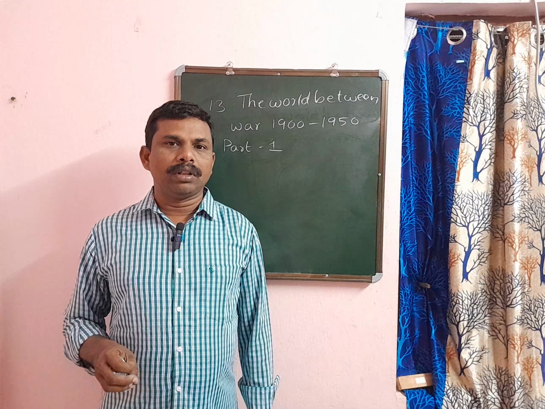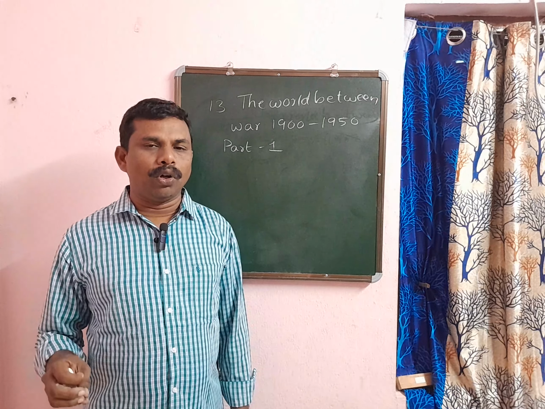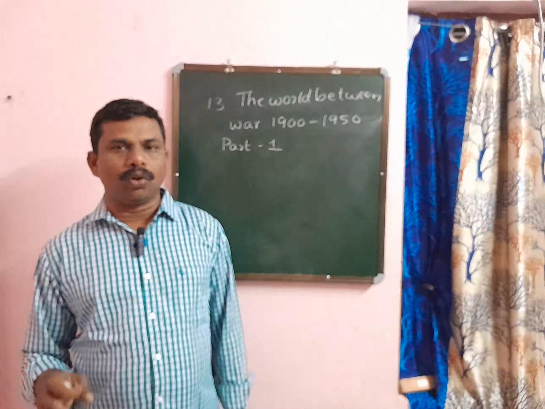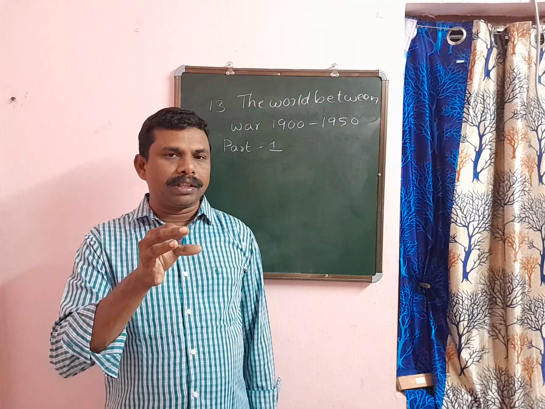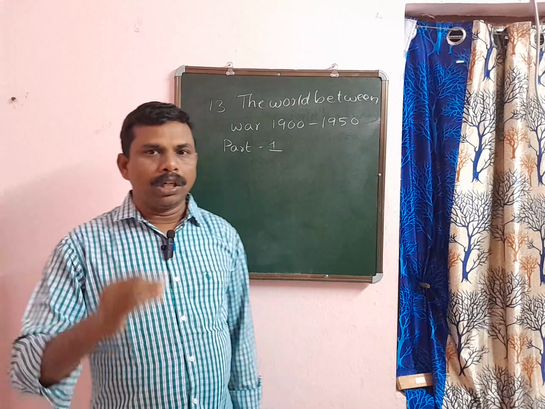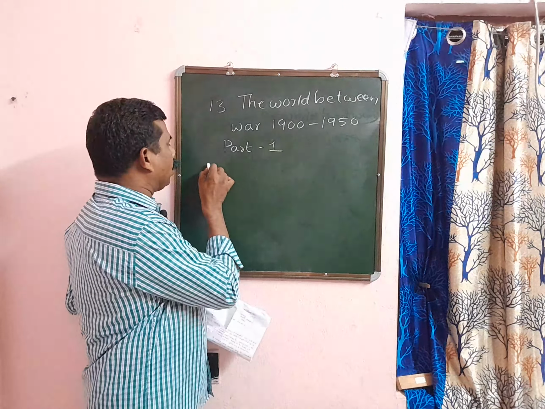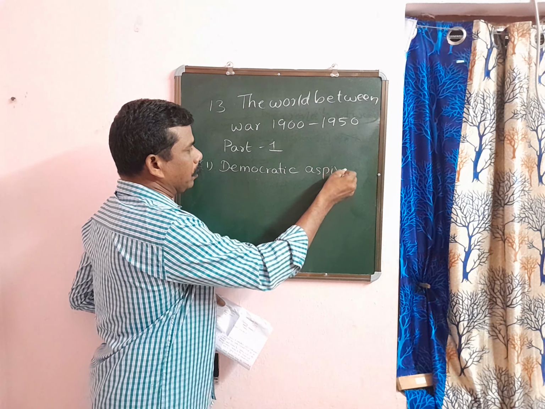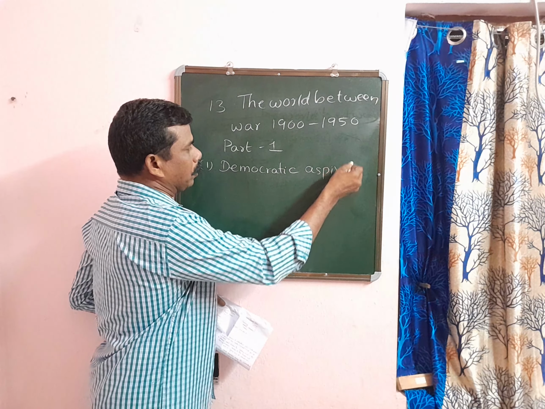At that time, a very important personality, a very good historian, called the period the Age of Extremes, Age of Experiments, and Dangerous Developments. What are the important developments done in this time? I will tell you one by one. What is the first one? Democratic aspirations. That is the first one, a very, very important one.